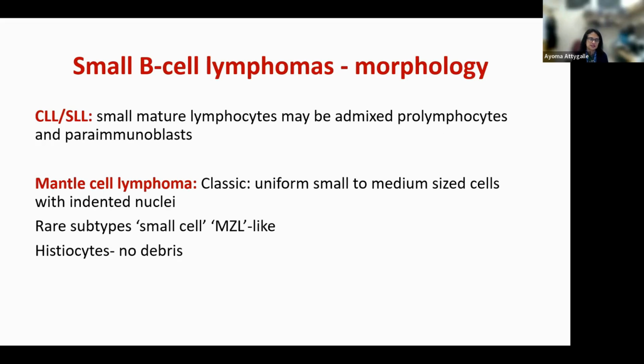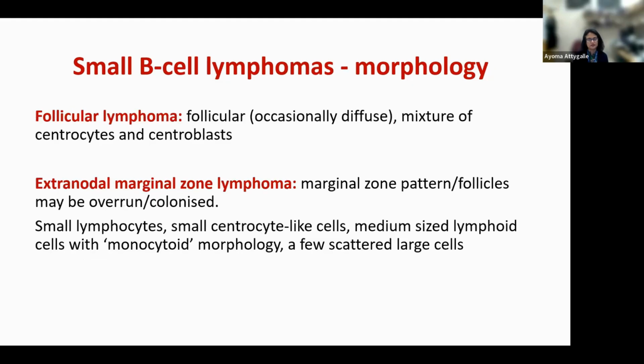Morphologically, CLL/SLL is composed of small mature lymphocytes, which may be mixed with prolymphocytes and paraimmunoblasts, but sometimes, in crushed biopsies and so on, this can be difficult to appreciate. Mantle cell lymphoma, we've discussed this. It's a uniform population of medium-sized cells with indented nuclei. Rare subtypes like small cell and marginal zone-like may occur, which can cause confusion, but it has these histiocytes with no debris. The follicular lymphoma has follicular architecture. Occasionally it can be diffuse, and there's a mixture of centrocytes and centroblasts.